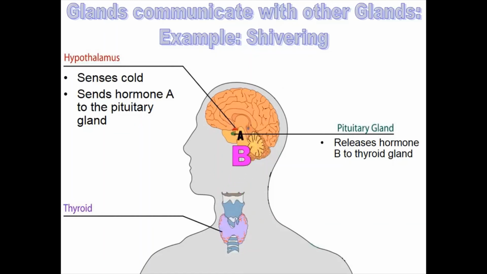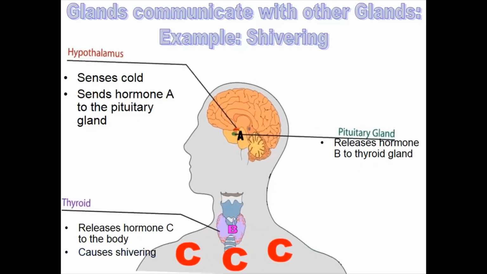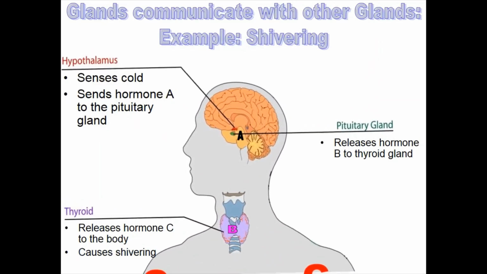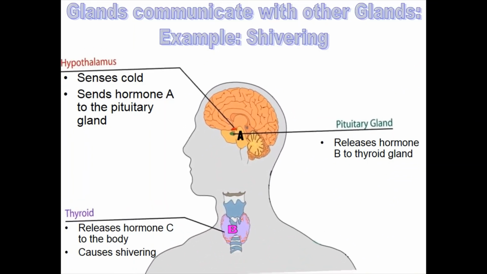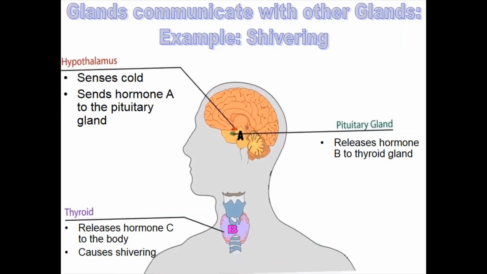down to the thyroid gland. The thyroid gland will receive hormone B and then respond by sending out hormone C all throughout the body. Hormone C is the hormone that actually causes shivering. This is just a great example of what I mean by glands communicating with other glands in order to achieve a purpose. Shivering would cause the person to generate heat to warm themselves.